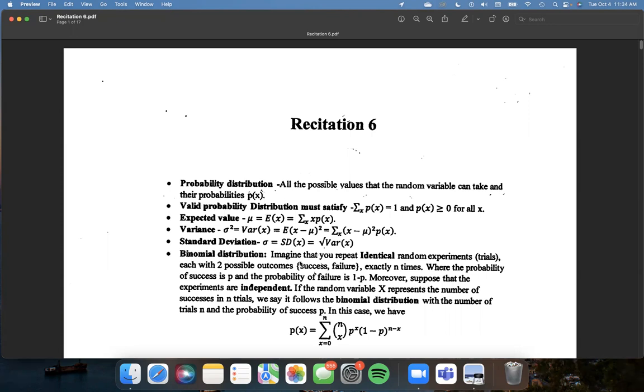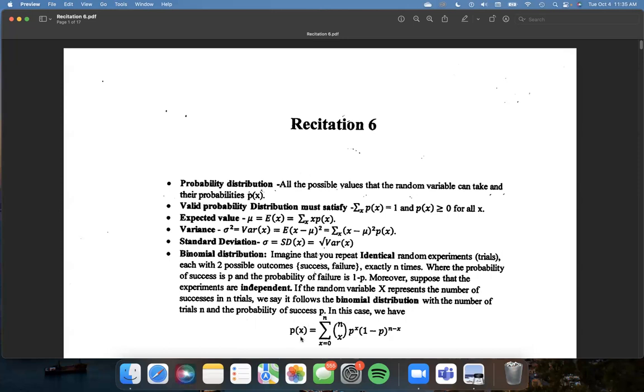The binomial distribution. Imagine that you repeat identical random experiments or trials, each with two possible outcomes, success or failure, exactly n times, where the probability of success is P and the probability of failure is 1 minus P. Moreover, suppose that the experiments are independent. If the random variable X represents the number of successes in n trials, we say it follows the binomial distribution, with the number of trials n and the probability of success P.